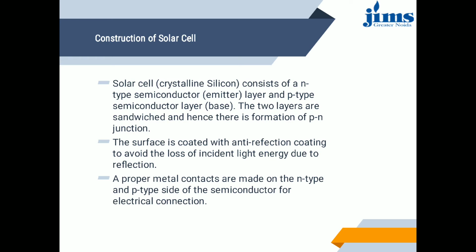Now coming to construction of solar cell. The solar cell, the crystalline silicon, consists of an N-type semiconductor emitter layer and a P-type semiconductor base layer. The two layers are sandwiched and hence there is a formation of PN junction. The surface is coated with anti-reflection coating to avoid the loss of incident light energy due to reflection. Proper metal contacts are made on the N and P type side of the semiconductor for electrical connection.